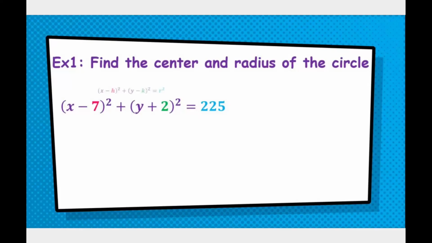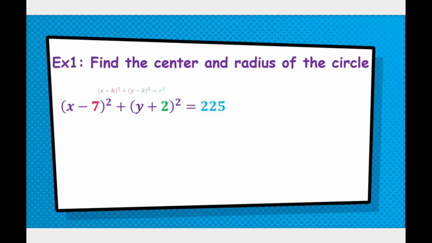So this is our equation for the circle: (x minus h) squared plus (y minus k) squared equals r squared. So r stands for our radius here, and h and k would be the center of our circle. Looking at this particular problem, I'm just asked to find the center and the radius of the circle.